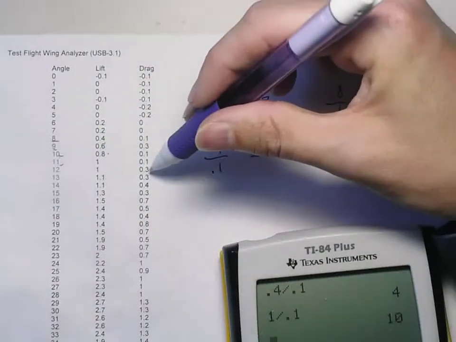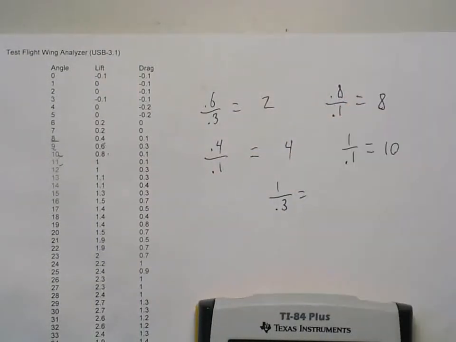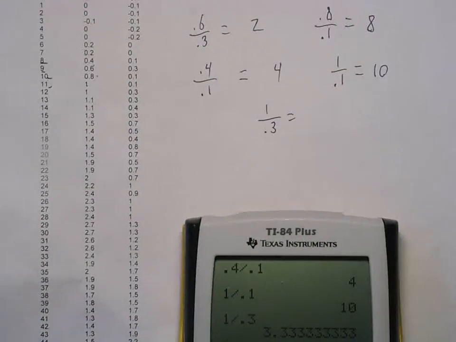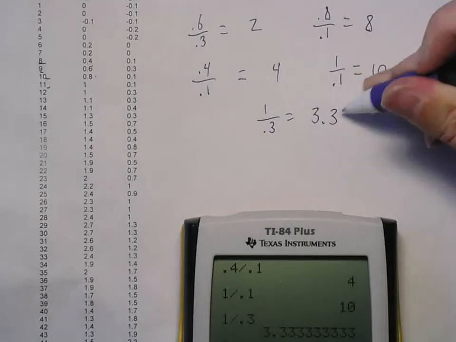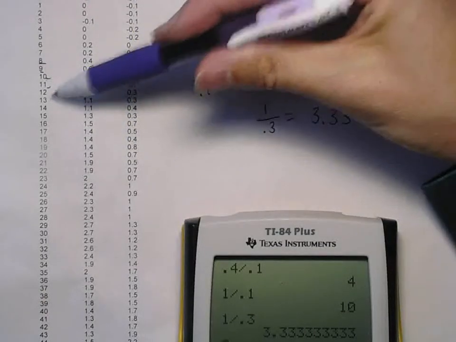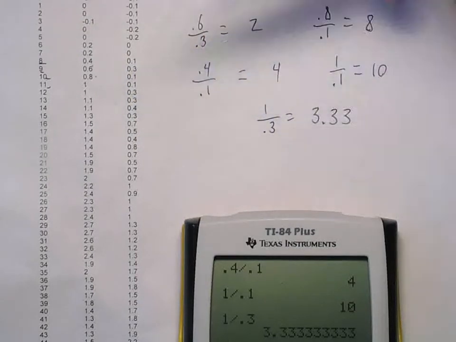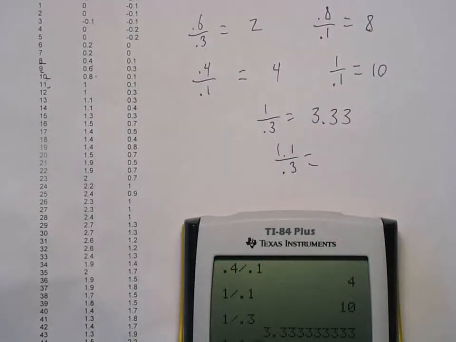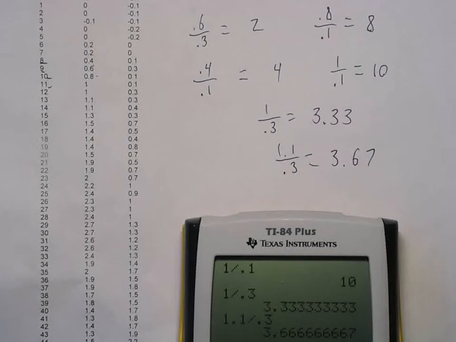Angle 12 is going to be 1 for lift and 3/10 for drag, so 1 divided by 3/10. And I end up with a repeating decimal, so I'm going to round this to the hundredths place. So 3 and 33/100ths. Okay, and I'm going to keep going. Angle 13, we have 1 and 1/10 for lift and 3/10 for drag. Alright, that gives me a little bit larger one. I'm going to round to the hundredths place once again.